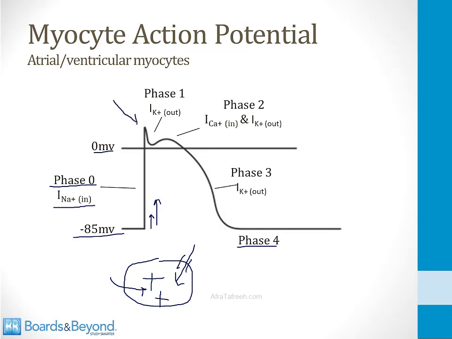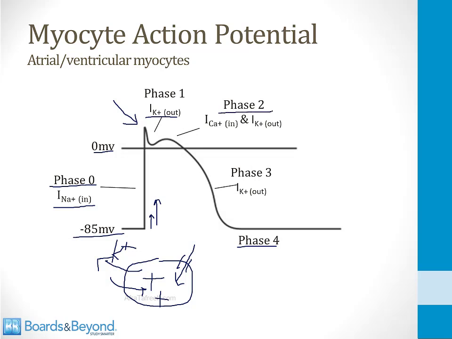Eventually, the voltage becomes positive, and when this happens, the sodium channels close and potassium channels begin to open. These channels allow potassium to leak out of the cell, and because potassium is a positively charged ion, when positively charged ions leave the cell, that lowers the voltage from some positive number back towards 0. At this point, phase 2 begins.